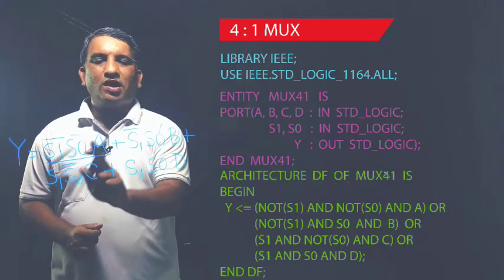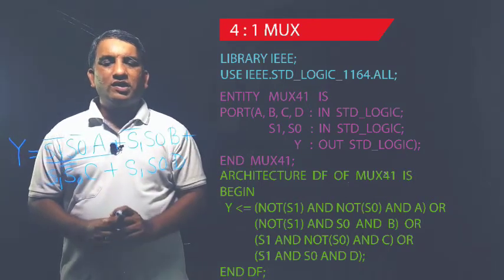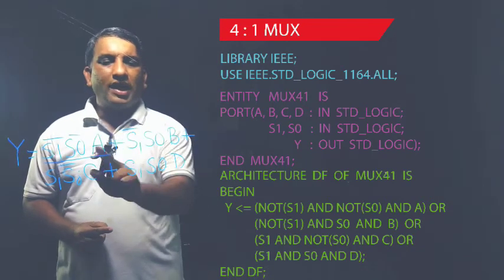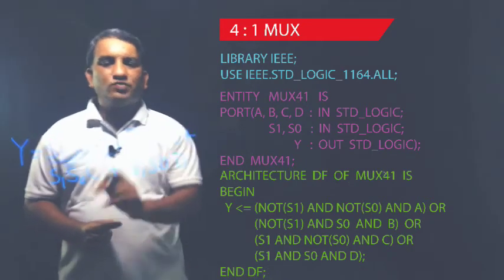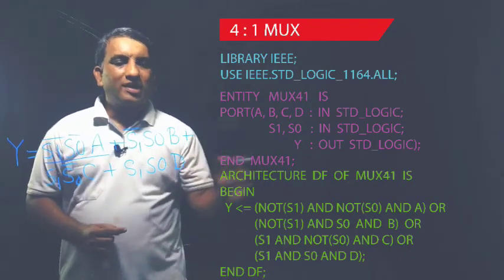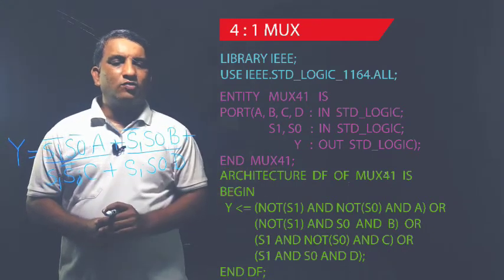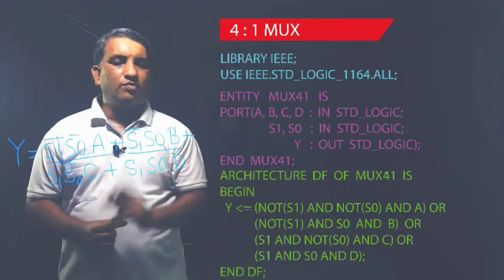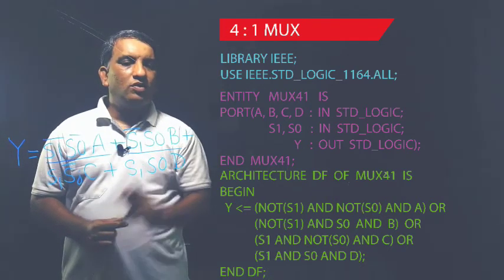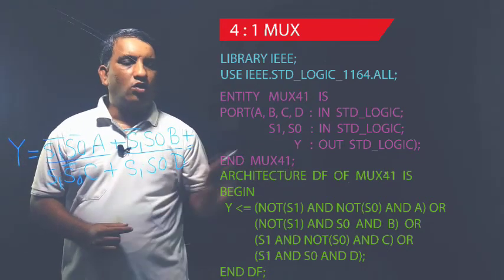So here it is S1 bar ANDed with S0 bar ANDed with A. So how I can write down here, not of S1 and not of S0 and A. So this will give me S1 bar S0 bar A, the first term. Then the second term we have is S1 bar S0 B. So in the second bracket, what I will do here, not of S1. Bar indicates not operation, so not of S1 and S0 and B. Then ORing operation for plus sign, so or.